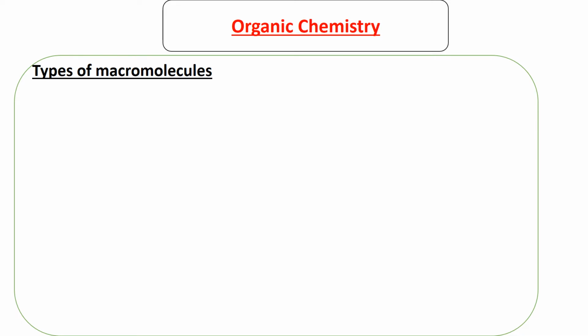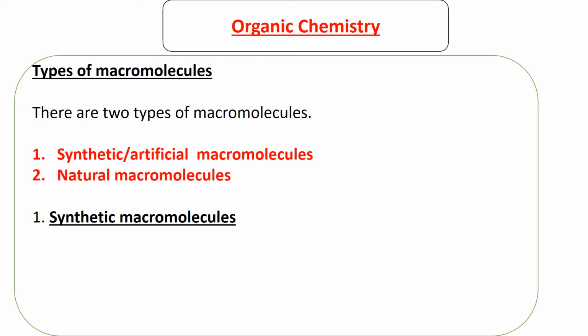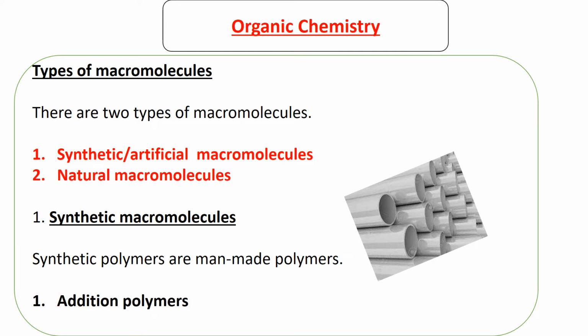Next, we look at types of polymers or types of macromolecules. So there are two basic types of macromolecules. The first ones are called synthetic or artificial macromolecules. The second ones are called natural macromolecules. Synthetic or artificial macromolecules are those macromolecules like pipes and plastics. Actually, when you think of synthetic macromolecules, you should be thinking of plastics. So synthetic macromolecules are basically made by man, or are man-made polymers. Well, natural macromolecules are those which are found in nature.